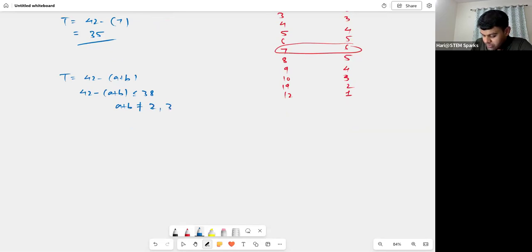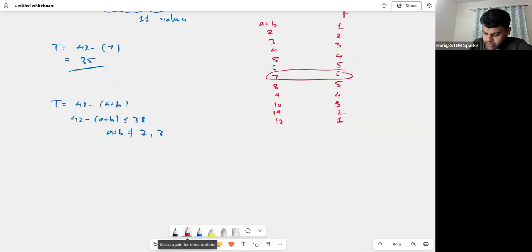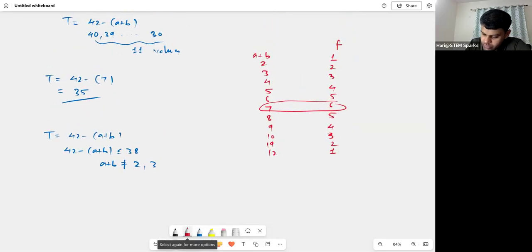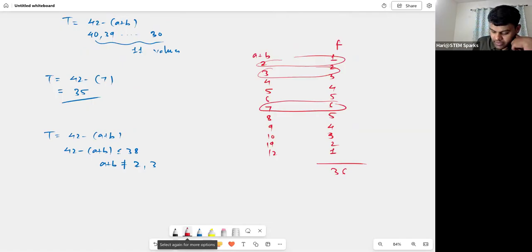Now how many times is the sum a plus b equal to 2 and equal to 3? So a plus b equal to 2 is 1 time, right? And 3 is 2 times. If you count all these frequencies, they come to 36. Now how many frequencies are there where a plus b can't take the value? So there are 3: 1, and then 1 plus 2, which is nothing but 3.